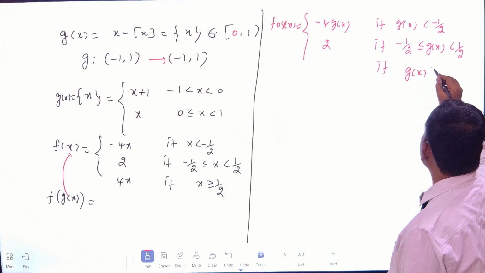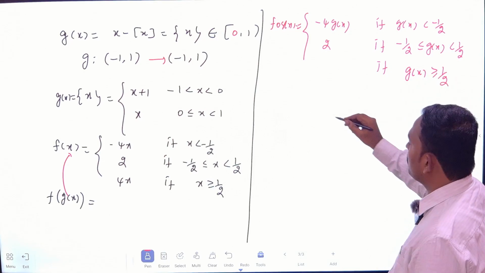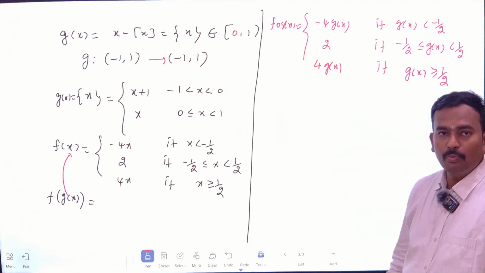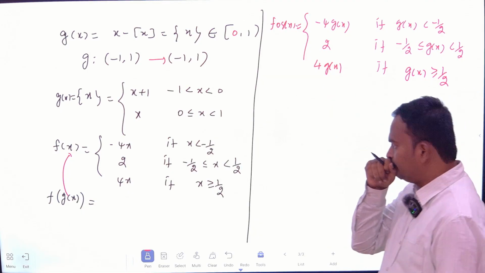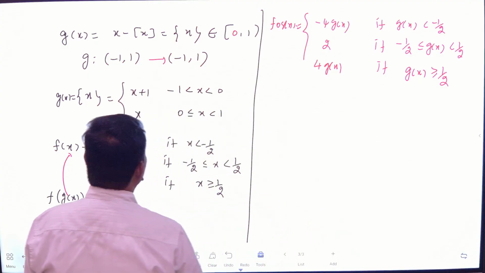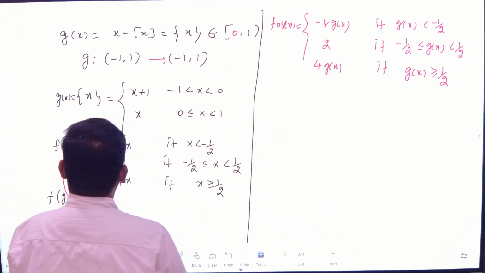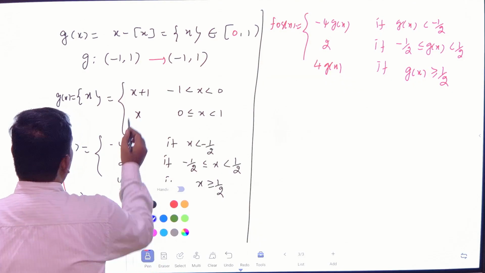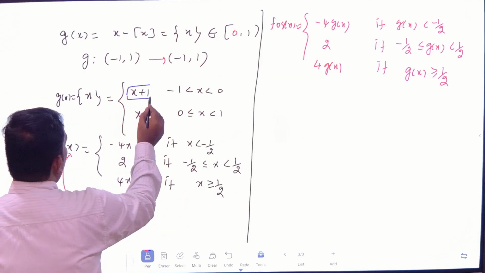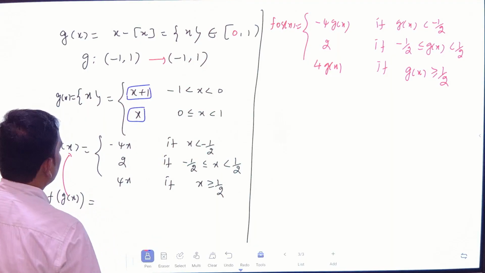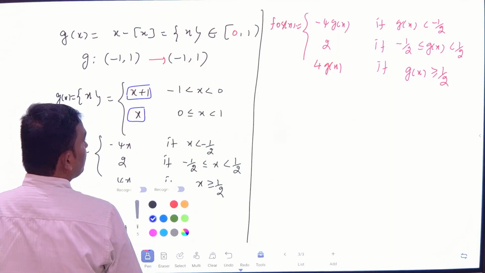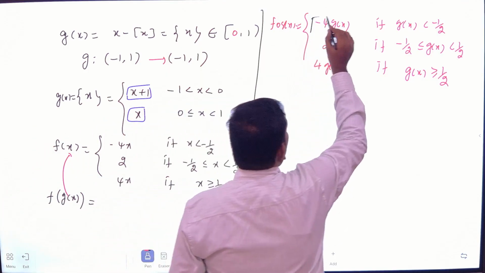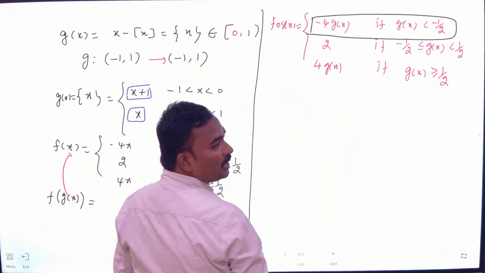If g of x is greater than 1 by 2, this will be 4 into g of x. This is your f composition g of x. Now you have to replace g of x here. So what is the g of x? You already know that this is g of x, right? Now you have to fix this function first. First I am fixing the first one. Okay, I am replacing g of x.